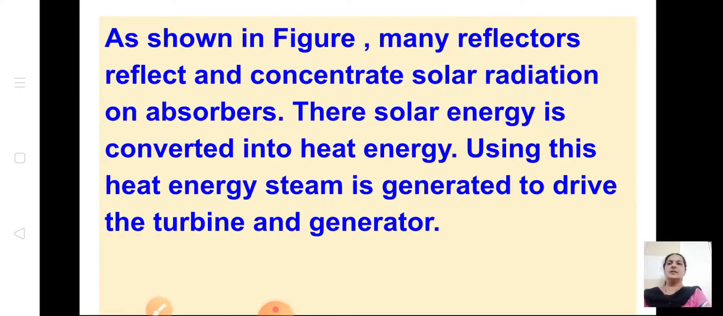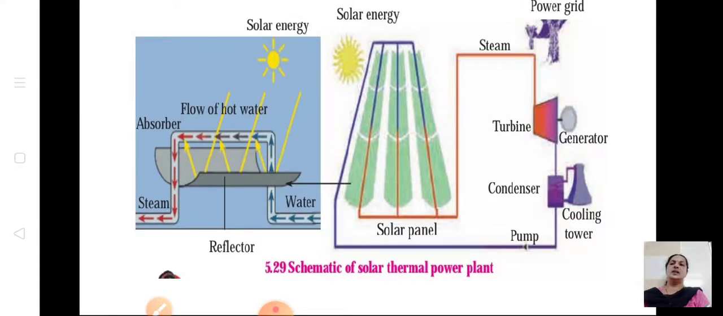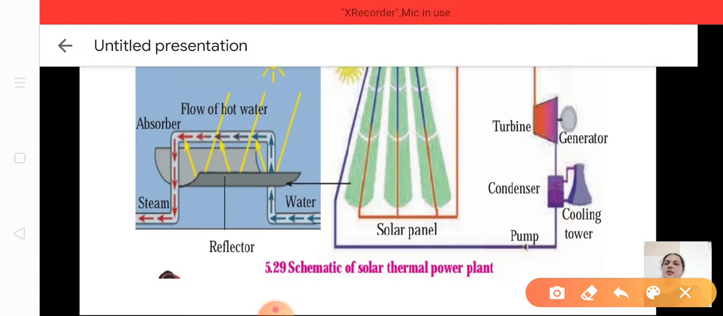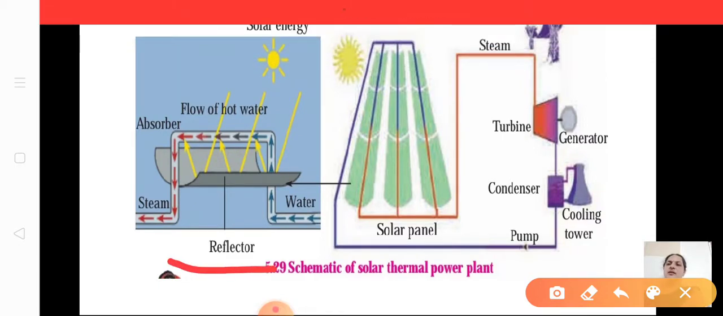Many reflectors reflect and concentrate solar radiation onto absorbers. The solar energy is converted into heat energy. Using this heat energy, steam is generated to drive the turbine and generator. Same way as we learnt, you can see in this diagram how the reflectors are used. Here you can see the reflectors. They will collect the sunlight and absorb it, and it is taken in this panel.